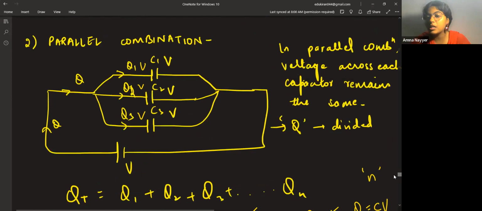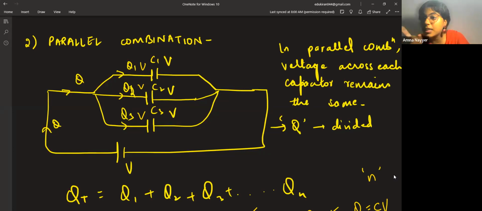Parallel combination, potential will now remain the same. Now the charges are different. Why? Because branching has occurred. And once branching has occurred, individual charges will be different across every wire, right? So potential is the same. And if you see anywhere that potential is the same, then directly calculate it as parallel combination.